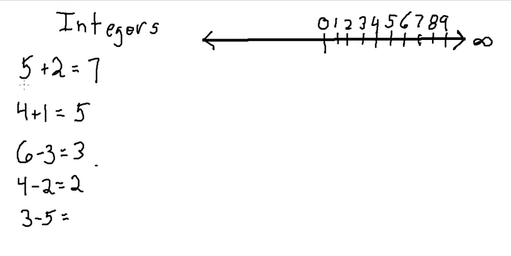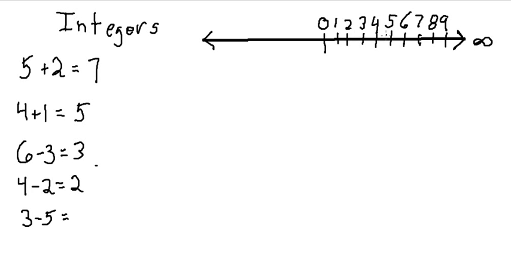So let's look back at our first problem. So let's say we had 5 plus 2. So we start at 5, and we go 2 more. Boom, boom. And land at 7. Makes sense. To the right gets bigger, to the left gets smaller. So if we add, we go to the right. If we subtract, we go to the left.